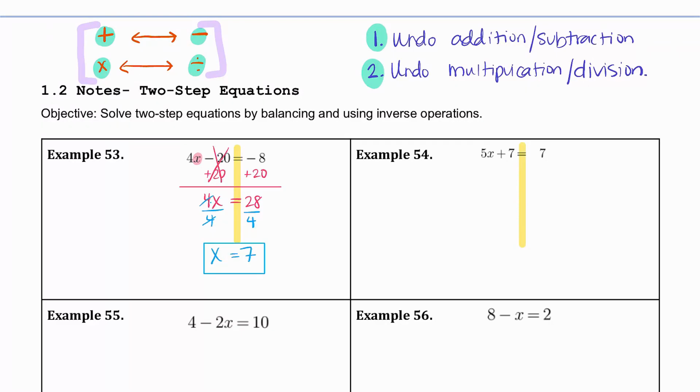Example 54, we have 5x plus 7 equals 7. Again, we undo our addition and subtraction first. I'm going to subtract 7. 7 minus 7 is 0, so I'm left with 5x, and on this right side we also have 7 minus 7. I'm going to go ahead and write a 0 there so that we can keep solving. I have 5 times x equals 0, so I divide by 5 to isolate my variable. 0 divided by anything just gives us 0, so x equals 0.